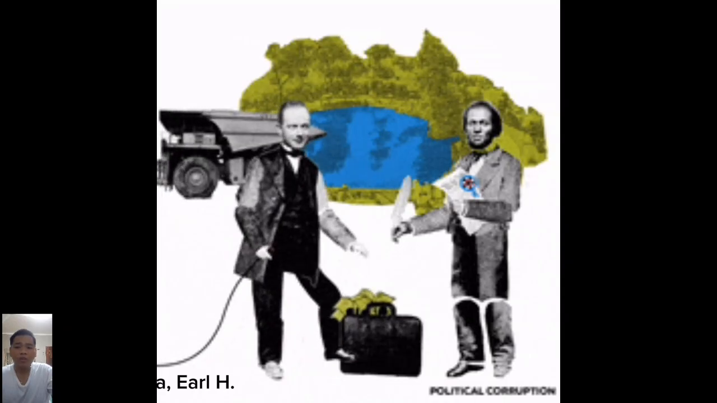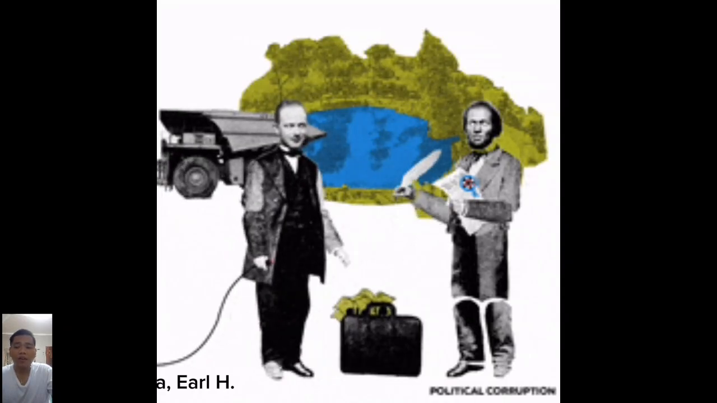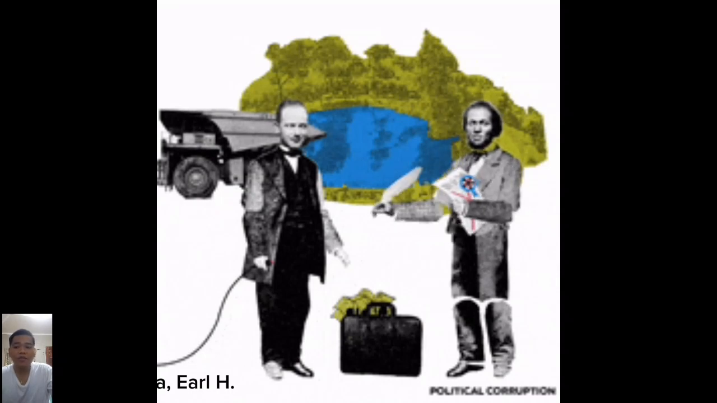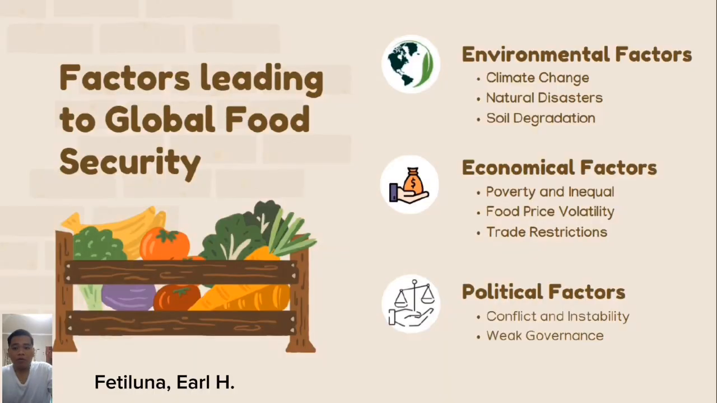Weak governance also worsens these issues by failing to implement effective food policies, manage resources efficiently, or maintain stable supply chains. Corruption and lack of infrastructure further undermine food distribution and access, making it difficult for affected regions to recover from food crisis. Addressing these political challenges is essential for ensuring stable and secure food systems worldwide.